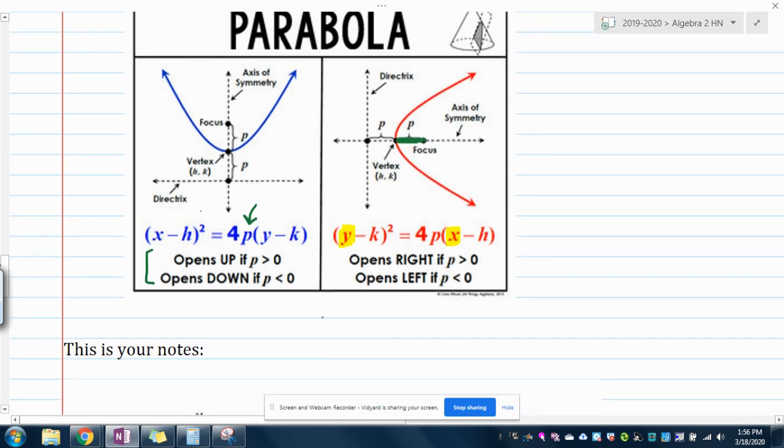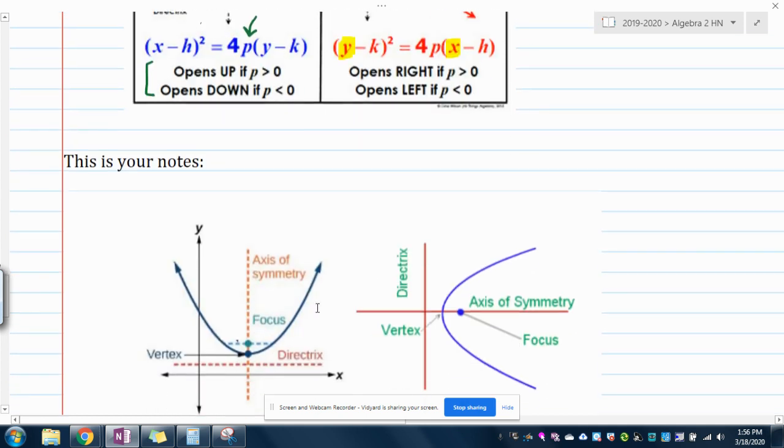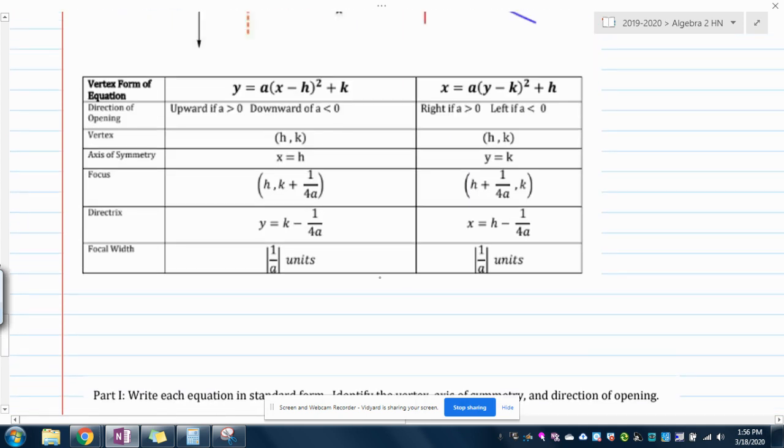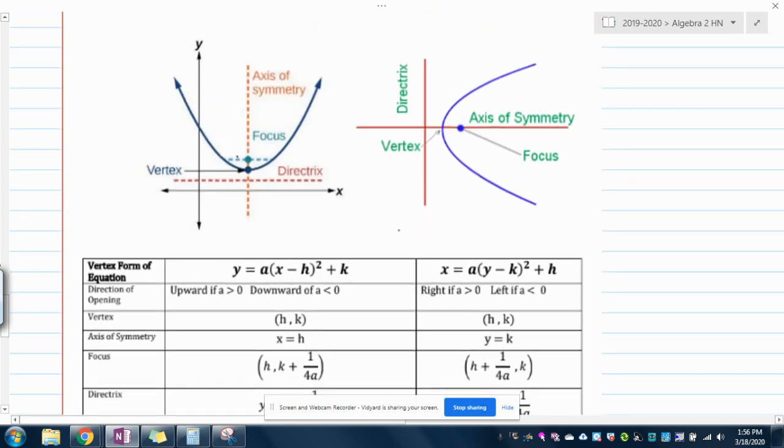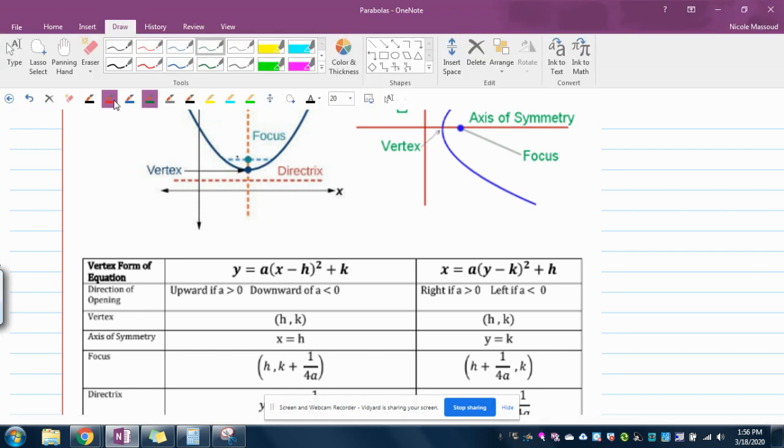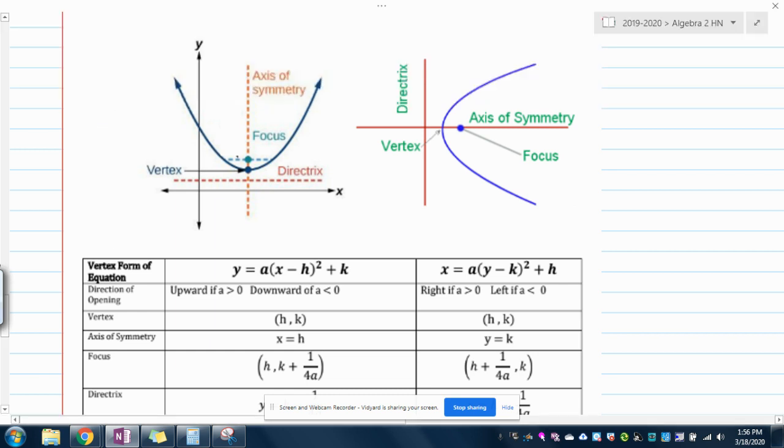So I want you guys to look at the notes that are in your packet. I wanted to clear a little bit of it up, because it doesn't give you standard form in terms of p, and I want to make sure that that is in your notes. So right here, if you printed it out, you can write it down, or you can just write it down in your notebook. So I want to write down standard form here.